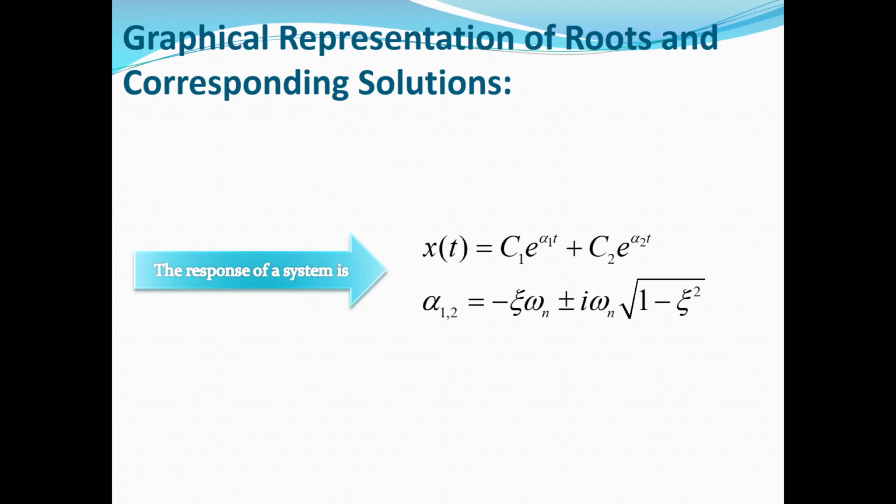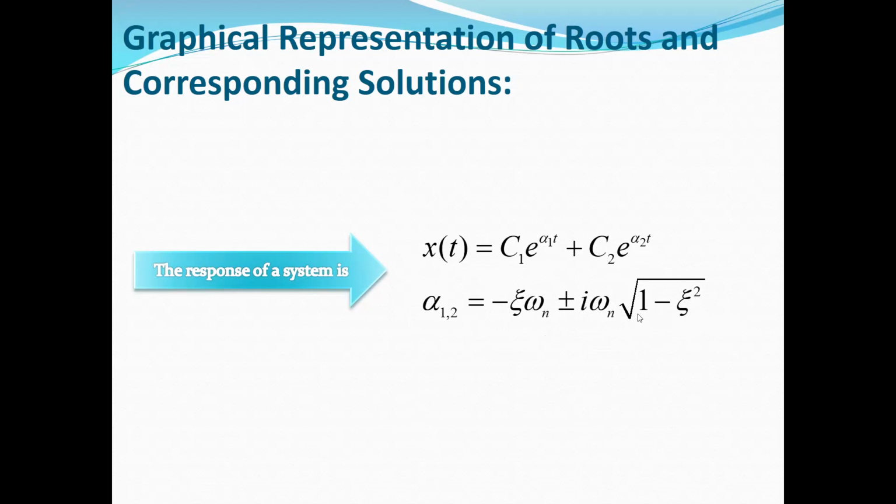And the general form of the solution, as you know, is equal to C1 exponential alpha 1t plus C2 exponential alpha 2t, where alpha 1 and alpha 2 are the roots of the characteristic equation. And they can be real, complex conjugate, or double roots. We will have three options. And in the general form, alpha 1 and alpha 2 can be minus psi omega n plus minus I omega n square root of 1 minus psi squared, where I is the square root of minus 1. And this is the general form.